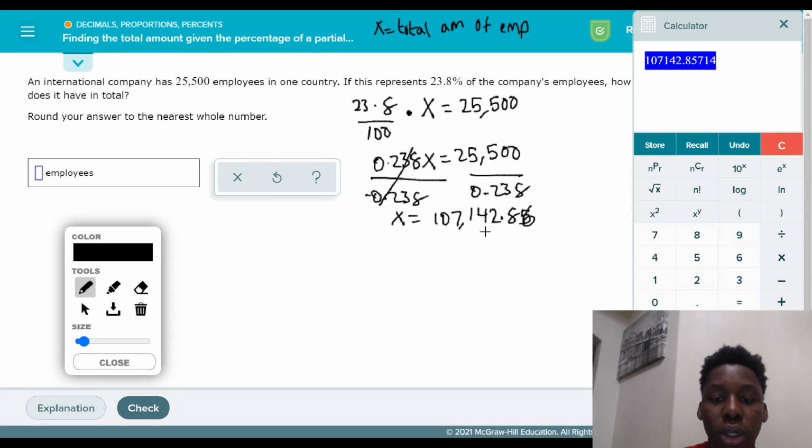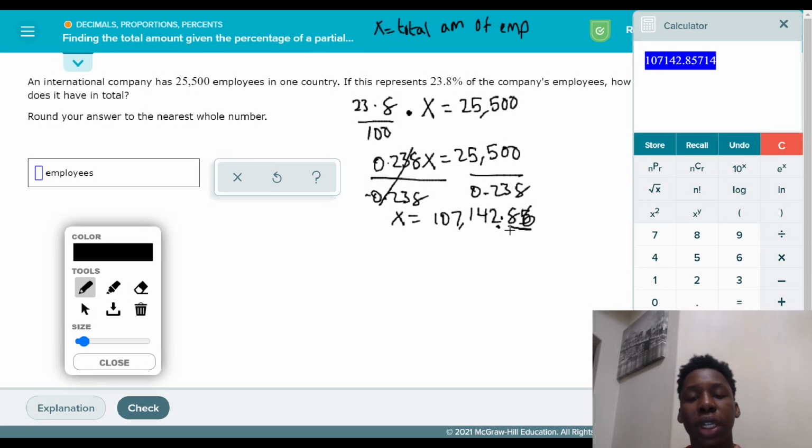A whole number is a normal number like this that's not behind the decimal. So we have to round this number to a whole number, so we have to remove all the decimal numbers behind the dot. For us to do that, we're going to ask ourselves, what is the number behind the dot? We have 8 and 6, and we know 8 is greater than 5.